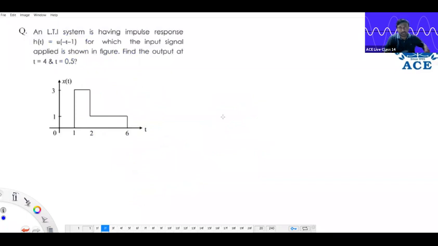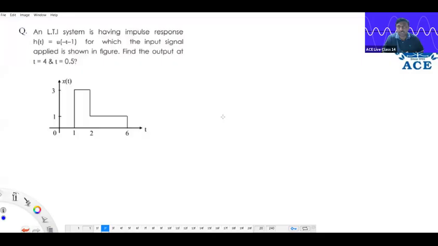Study this question and try, everyone. An LTI system is having impulse response as u of minus t minus 1, for which the input signal applied is shown in the figure. Find the output at a particular instant 4 as well as 0.5. Input known, system known. Try to get the output at 4 as well as 0.5.